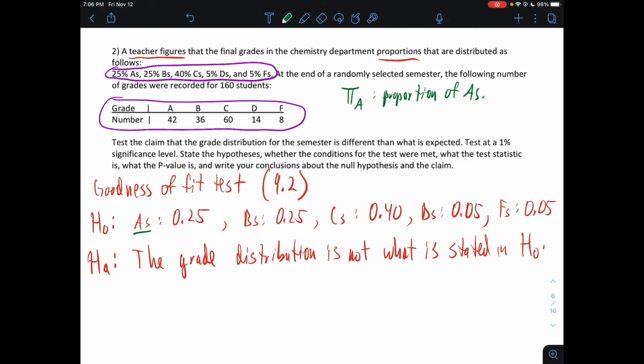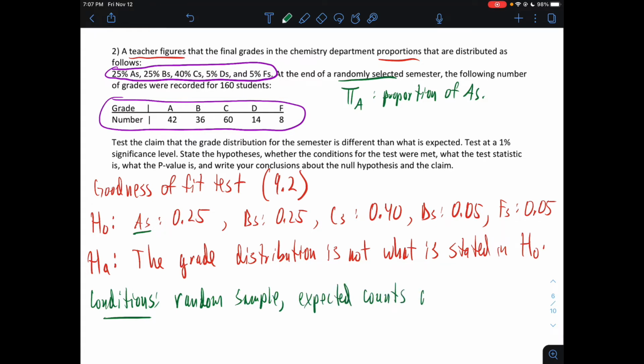Okay, so there's our hypotheses. So we need to see if our conditions are met. So again, do we have a random sample? Yes. So conditions: we've got a random sample. And then again, we need to check our expected values. Expected counts are greater than 5.